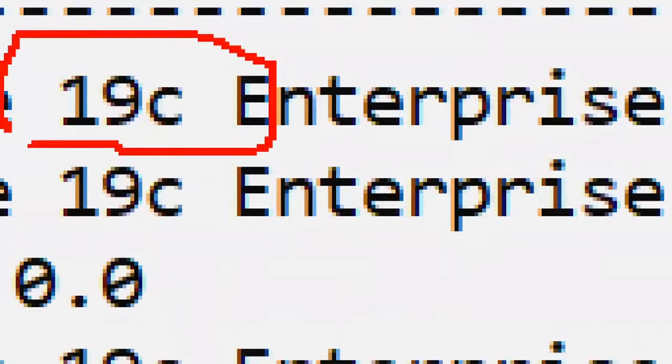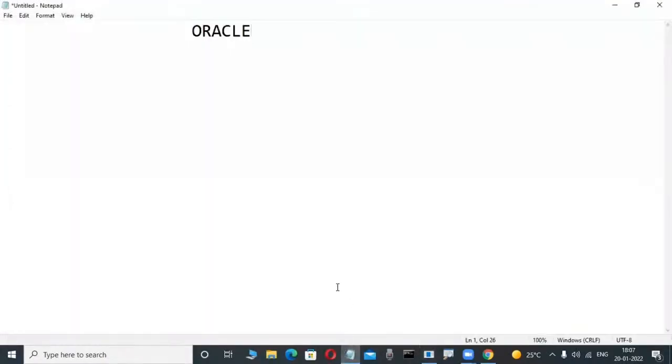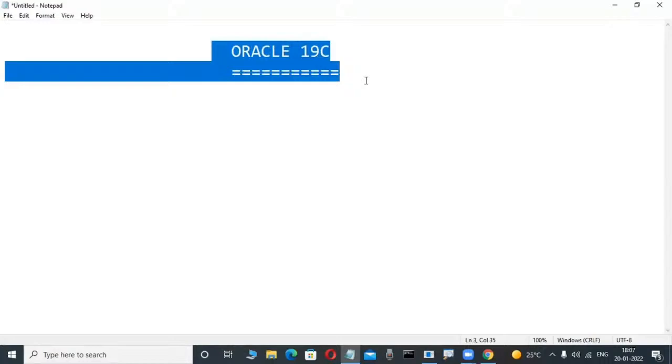C means cloud technology, cloud computing. In olden days, grid computing was there. Now cloud. We understand what cloud is. Now this is Oracle 19c. 19c means cloud technology. Observe it here. This is the latest version we are learning in our class.